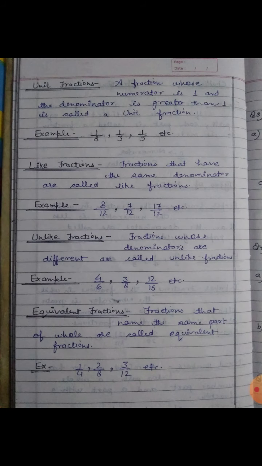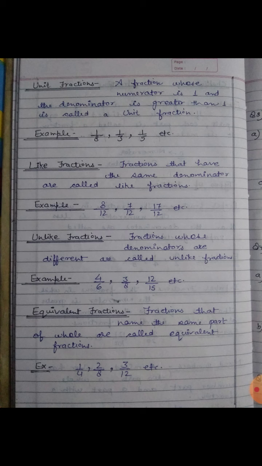Now come to unit fractions. As the name suggests, unit means 1. According to the definition, a fraction whose numerator is 1 and the denominator is greater than 1 is called a unit fraction. For example, 1 by 8, 1 by 3, 1 by 5, etc. Here you see in this example the numerator is 1 and the denominator is greater than 1. So this type of fraction is called a unit fraction.